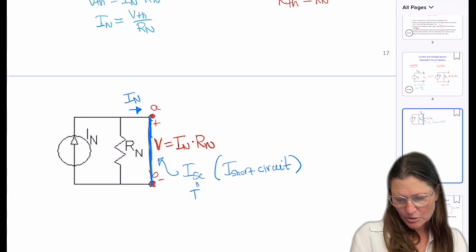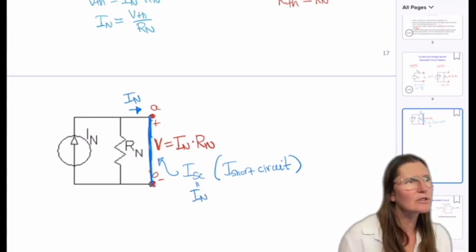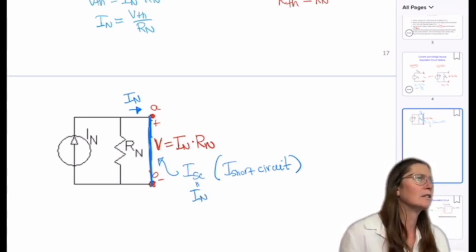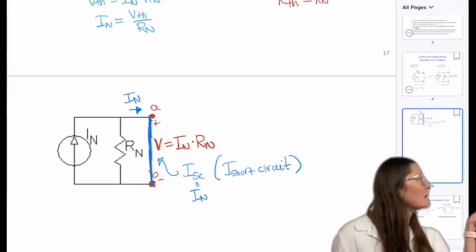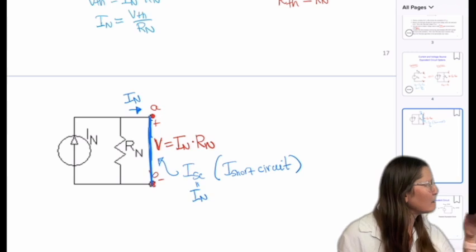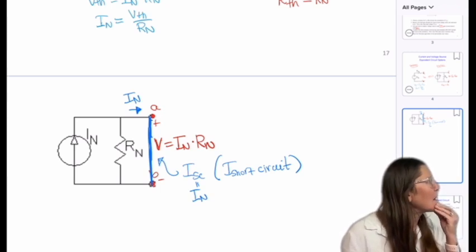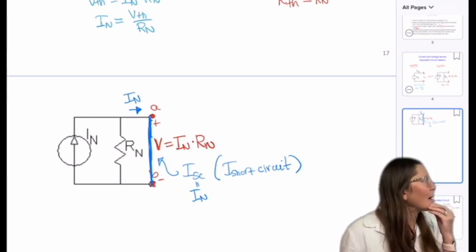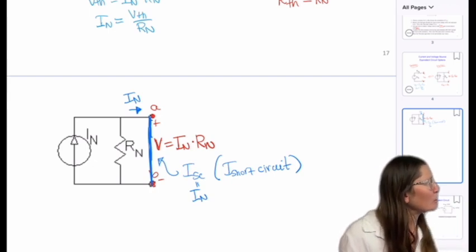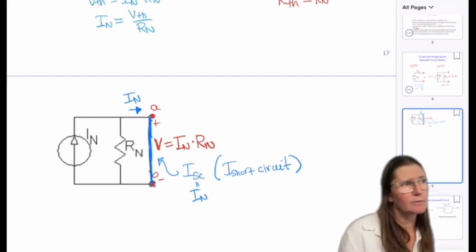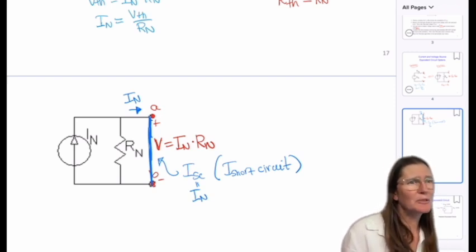So IN will equal the ISC. So this is one other way of finding the Norton equivalent, is to short that wire between A and B, and the current that will go through that wire after you solve the circuit ends up giving you the IN value. I don't prefer this method.